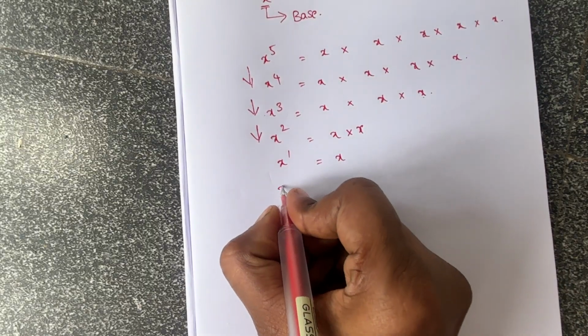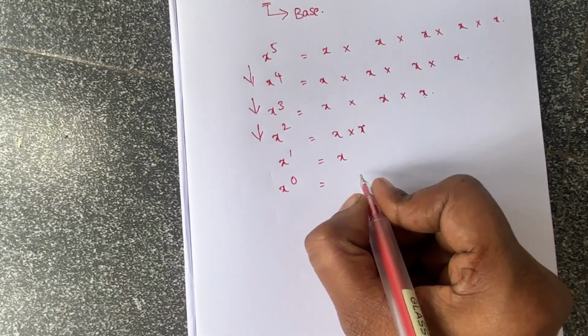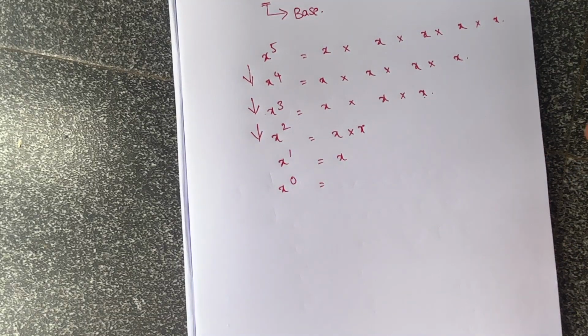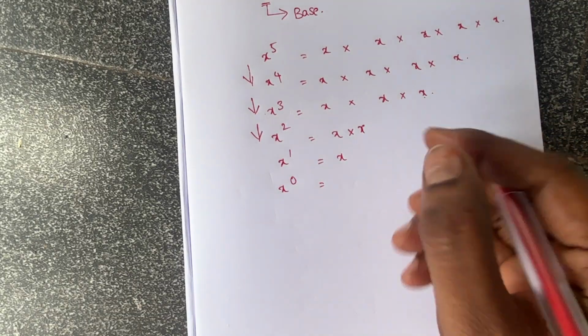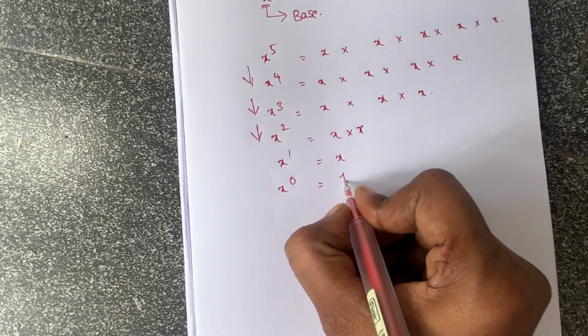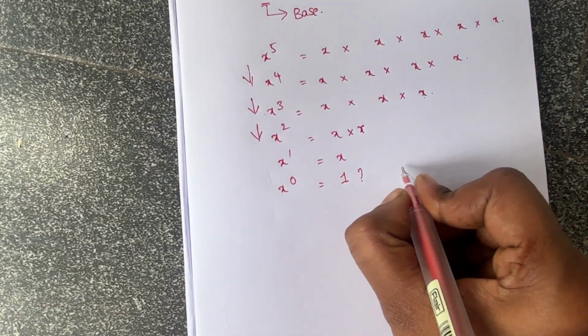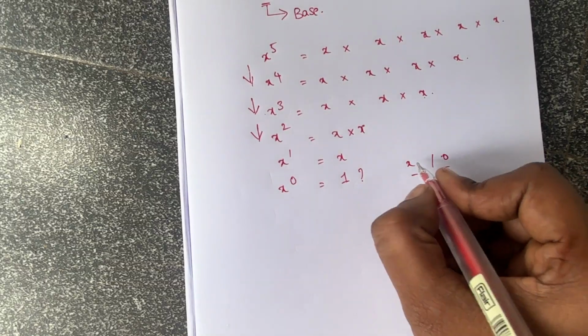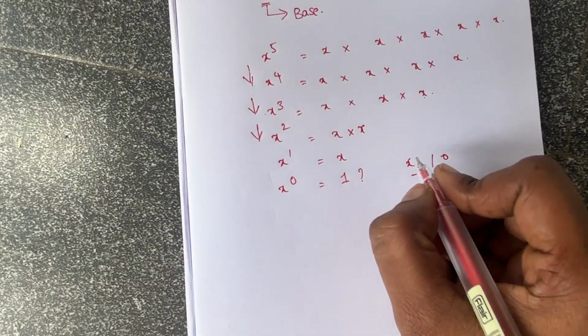Now let us understand x to the power of 0. I know you all know x to the power of 0 is already 1. We all know that. I am not here to tell you that again, but I am here to tell why x to the power of 0 is 1. Why not x, or why not 0? I want you to understand this concept. This is the main objective of my video.